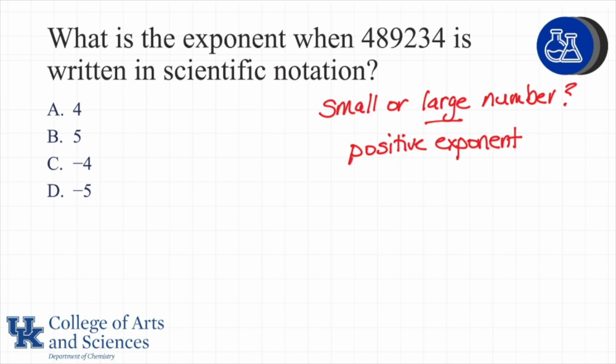Now, I want to go through and count how many decimal places I need to move the decimal point. So I know there's none given, so it means it's after the 4. So now 3, 4, and 5. So we move the decimal place 5 places to the left. So we get B as our correct answer.